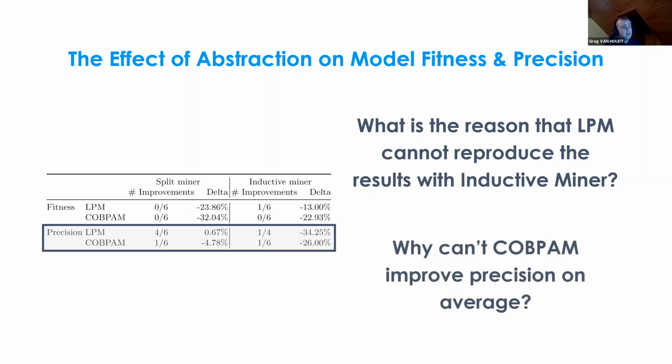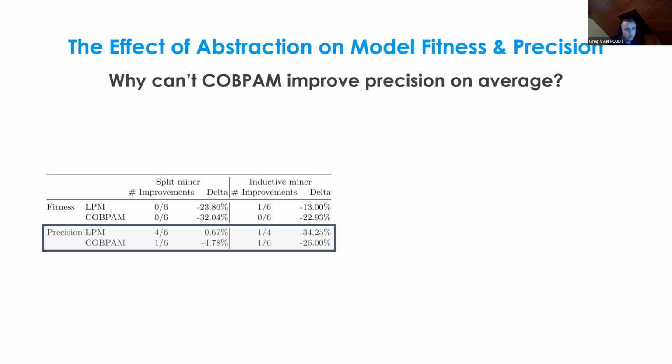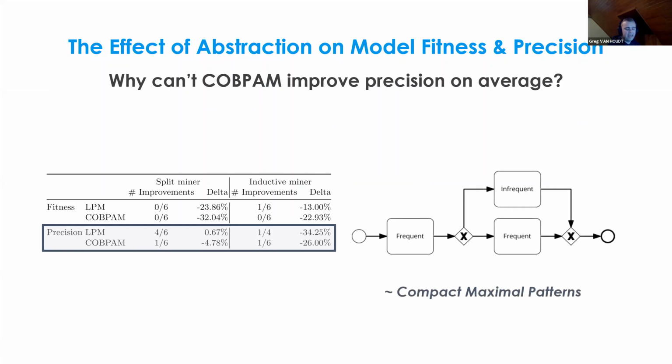The second question we have to ask ourselves, why can't COPAM improve precision on average like LPM can? And maybe here the reason lies in the very fundamentals of the COPAM technique. COPAM always looks for the compact maximal patterns. And we believe that it's in the maximal part of the definition of COPAM patterns, which dictates that a pattern will be expanded with more infrequent or even infrequent behavior.